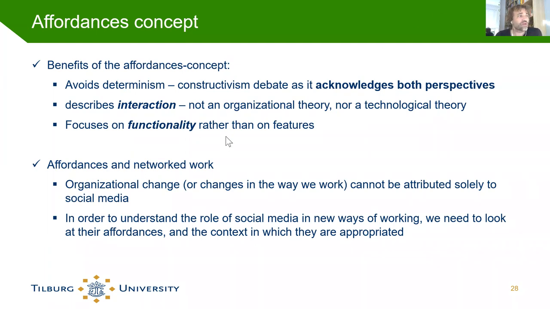So to summarize, what affordances does, it really affords the determinism, constructivism debate because it acknowledges both perspectives. So we don't say, well, social media is really a database with some programming code, and that really affects people in such a way. But we say, well, no, we kind of decided together that visibility and the many-to-many characteristics of social media are the most important characteristics, and that is how we define social media, and that is how we investigate and try to explain the effects of social media.